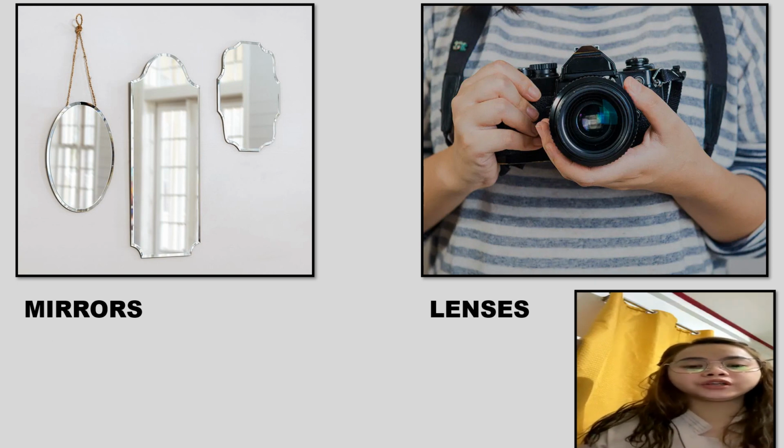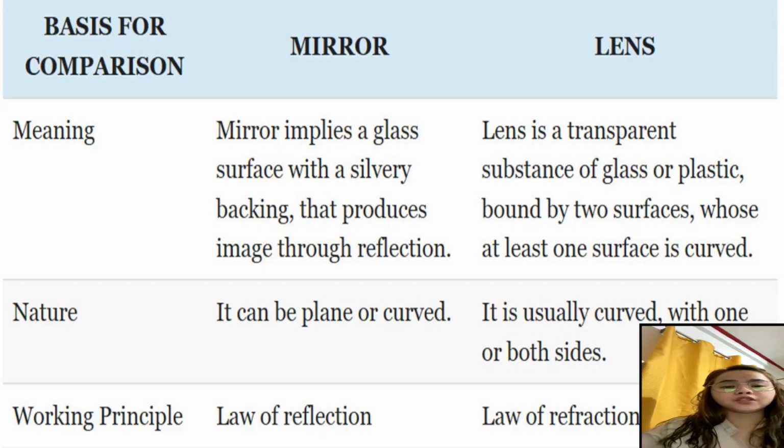So we have here two different pictures. The first one represents the mirrors, and the second one represents the lens or lenses. What is the difference between these two? When we talk about mirrors, it implies a glass surface with a silvery backing that produces an image through reflection, and obviously, we are using it daily. And also the lens, we are also using it daily.